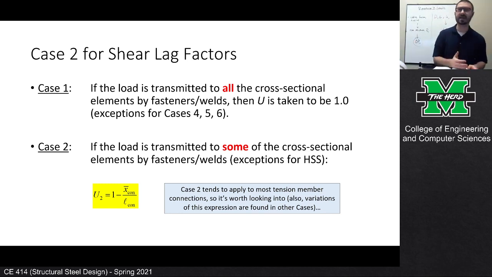And the formula for case 2, if you read the manual, is 1 minus x bar over l. And admittedly, the l is kind of tough to read because it's this little tiny squiggly thing. But what I've done here in the slides is I've defined that with a little bit of a different symbol that I think explains what's going on a little bit better. So U sub 2, which is sort of the mainstay formula, is 1 minus x bar over l, but it's specifically x bar for the connection and the length of the connection. And I'm going to define what each of those mean here in a second.